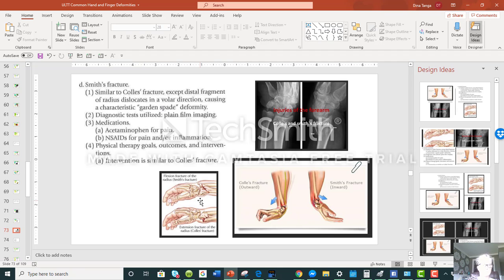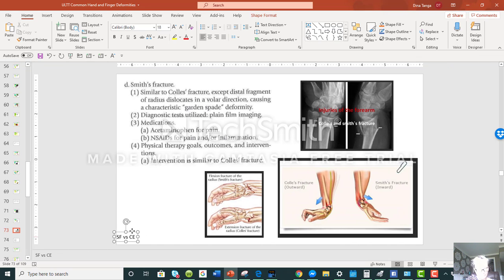So Smith is flexion, SF, and Coles is extension, C. SF versus CE. That's how I gotta remember stuff, just in case. If it's relevant, you never know.